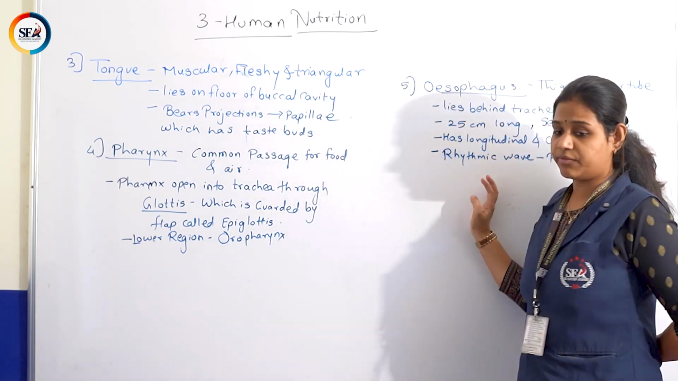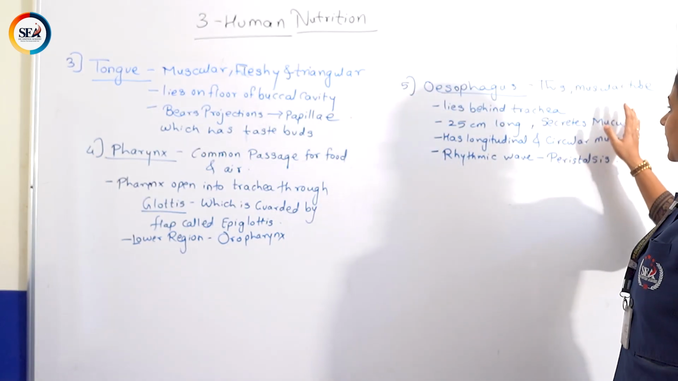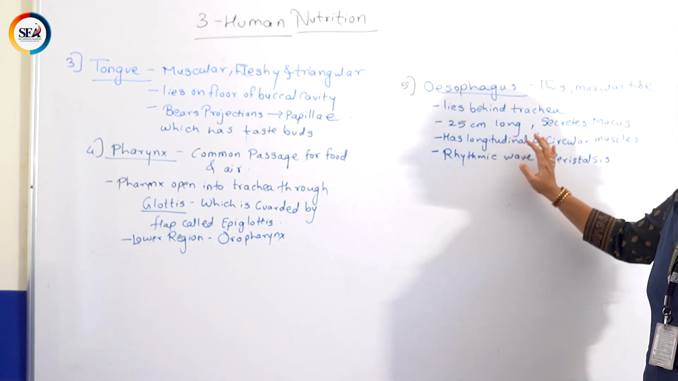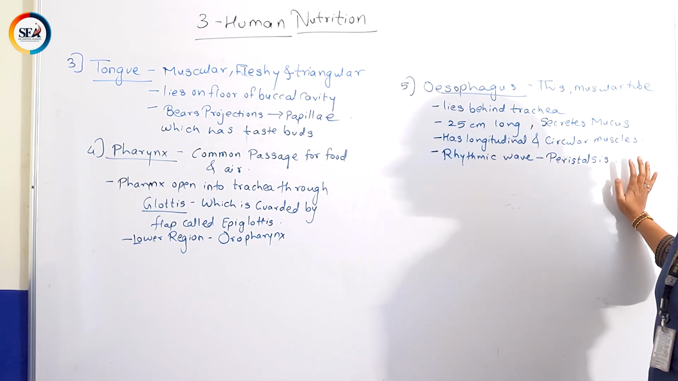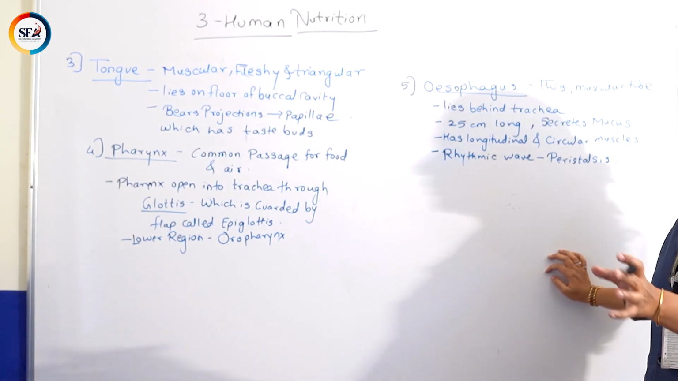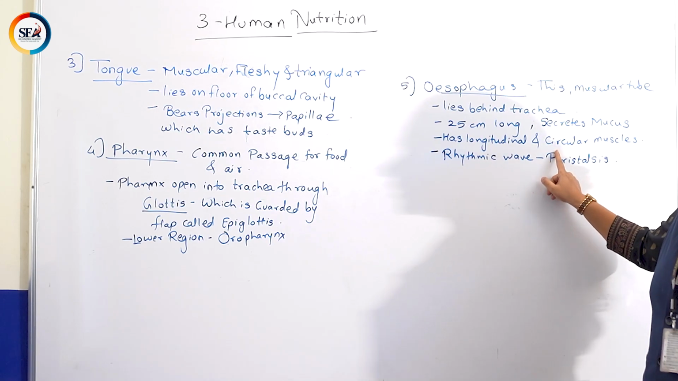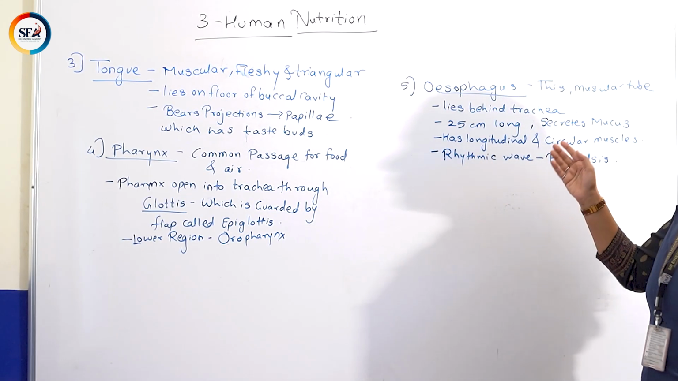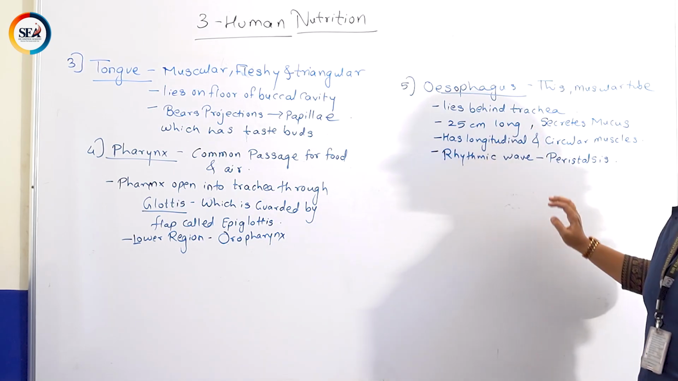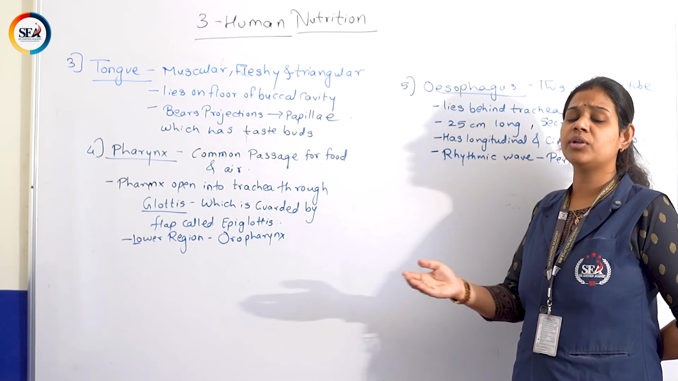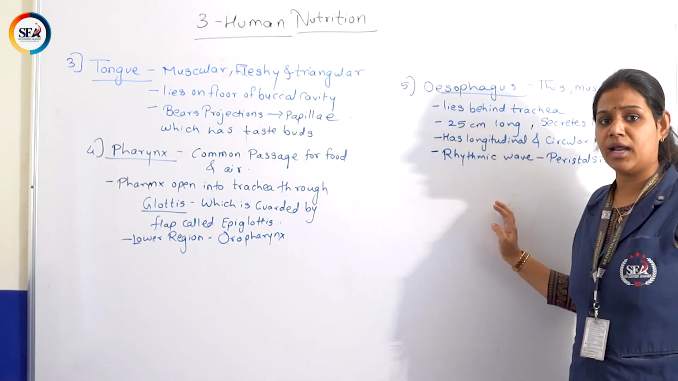The next part is the esophagus. The esophagus is usually thin and muscular, and lies behind the trachea. It is usually 25 cm long and secretes mucus for easy passage of food through our digestive tract. Here there is a presence of both longitudinal and circular muscles. The rhythmic wave of contraction and relaxation of the esophagus is called peristalsis, which is important for the passage of food to the next part of the alimentary canal.